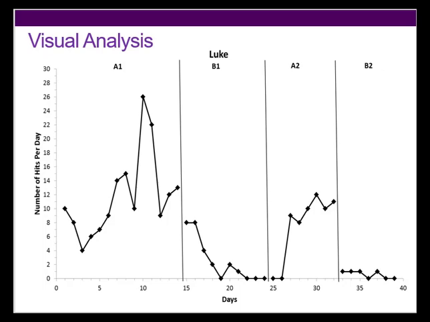Luke's data are displayed where the y-axis reflects the frequency rating of the number of hits per day with a scale that ranges from 0 to 30. The x-axis reflects the number of days from 0 to 40. This AB withdrawal or reversal design has the potential for experimental control, because we can detect 3 demonstrations of effect at 3 different points in time with this design. Let's start with our within condition analysis. In other words, is the baseline adequate?